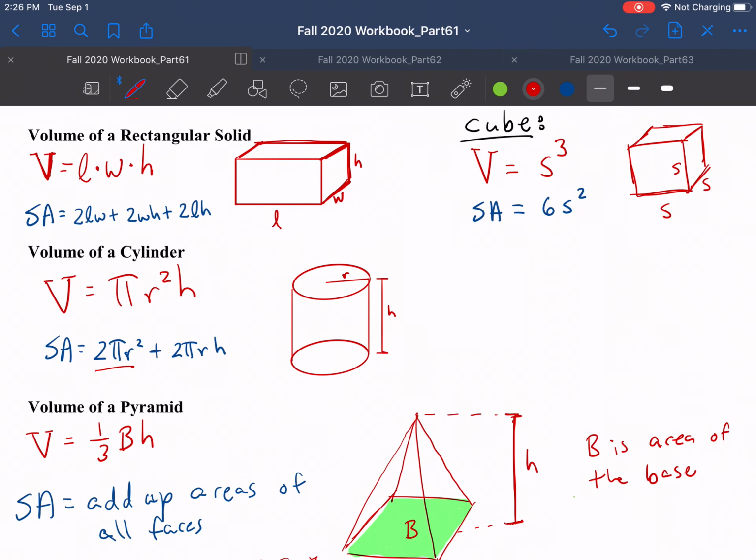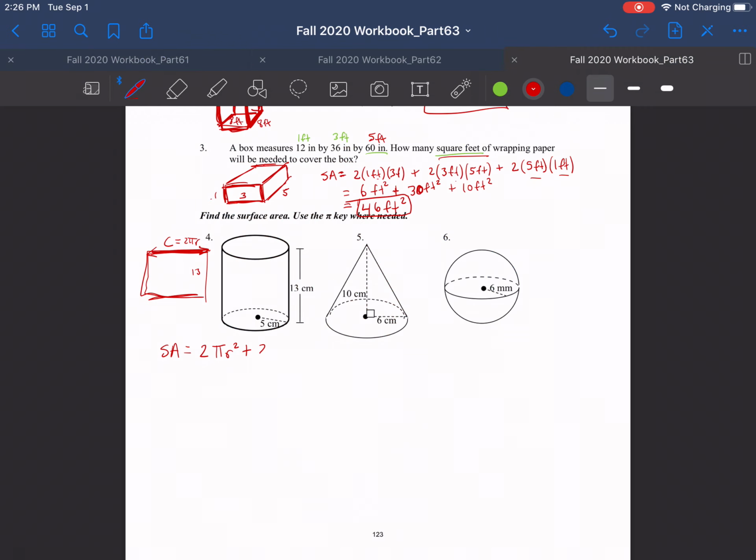2 pi r squared is the area of the top and the bottom, and then 2 pi r is the circumference times the height for the area of the outer sleeve. So 2 pi r squared plus 2 pi r h. And so this will give us 2 pi times 5 centimeters squared plus 2 pi times 5 centimeters times our height of 13 centimeters. Okay?